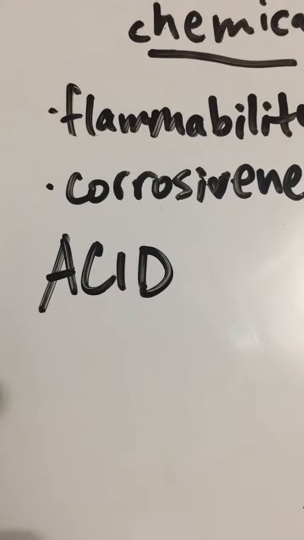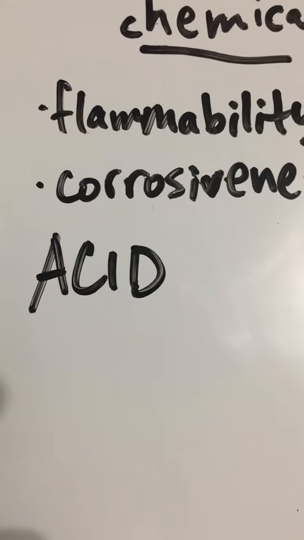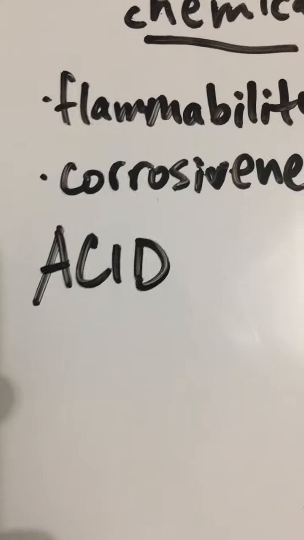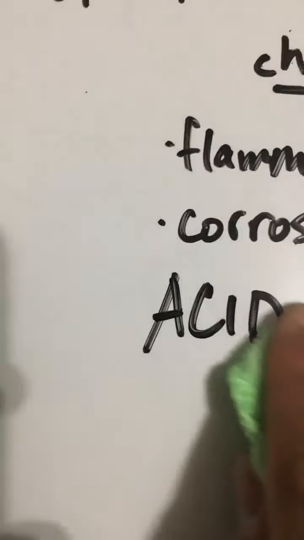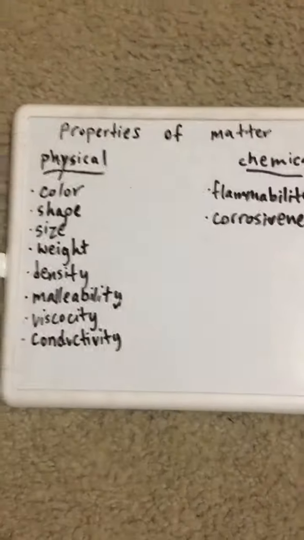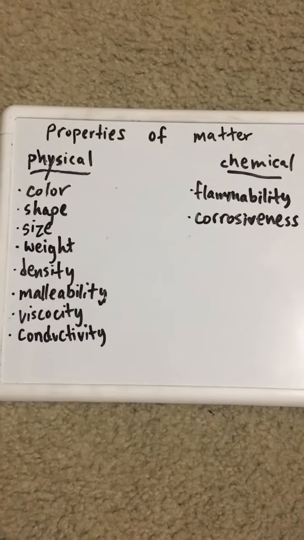Water, for example, is not corrosive at all, because if you put it on your hand, it will not eat away your hand compared to an acid. And those are just some examples of the properties of matter.